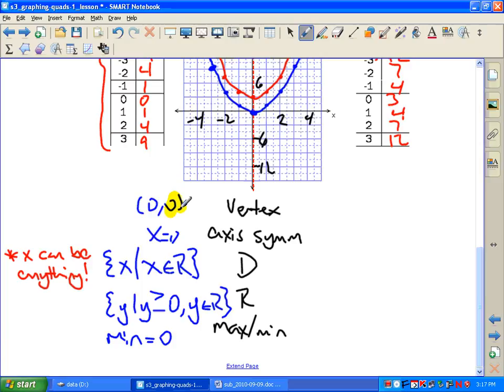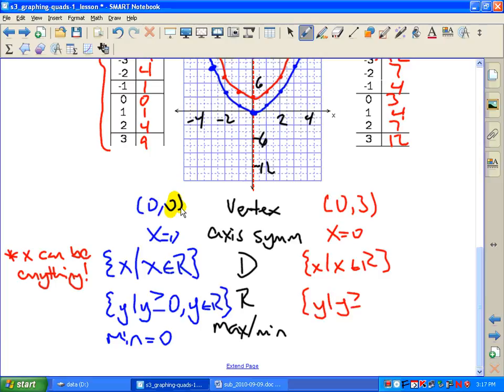Now, let's do x squared plus 3. The vertex was 0, 3. Axis of symmetry is still x equals 0. That's still the line that cuts the parabola in half vertically. The domain is the exact same, x such that x is an element of the real numbers. The range is different because the vertex got moved up. So y such that y is greater than or equal to 3. Y is an element of the real numbers. And the max-min value, well, the min is 3.